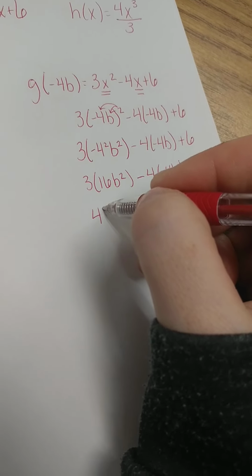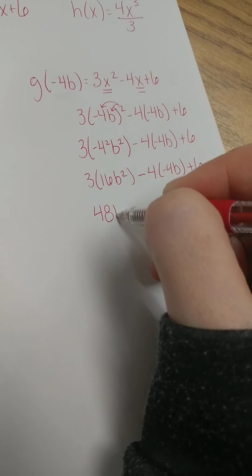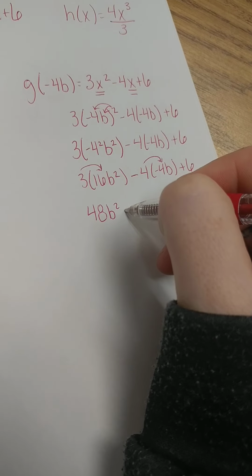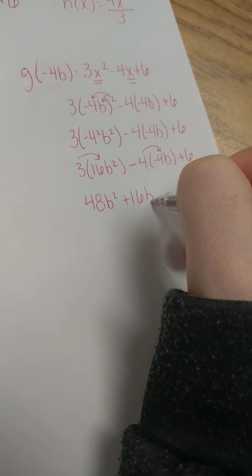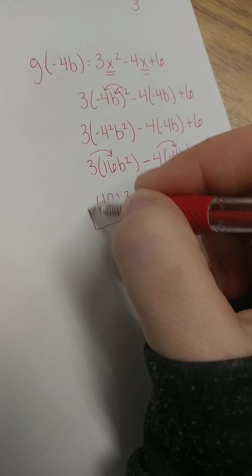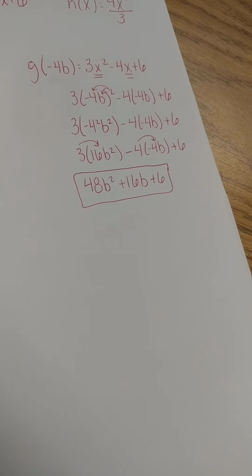So then our last step would be to distribute here, 48b squared when you multiply here. Negative 4 and negative 4 is a positive 16b plus 6. No like terms can be combined. Again, this is your answer.